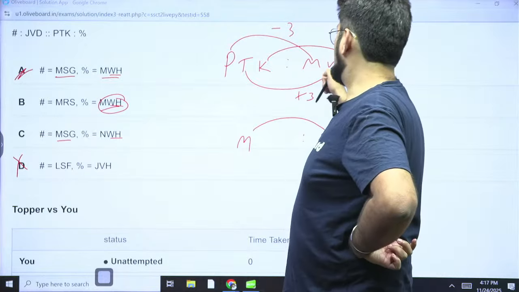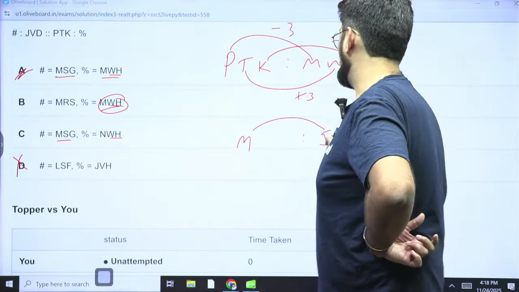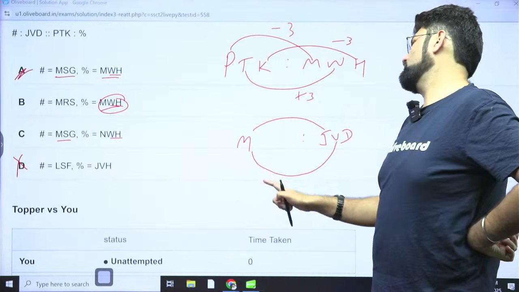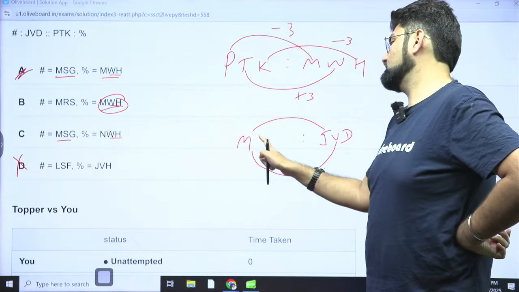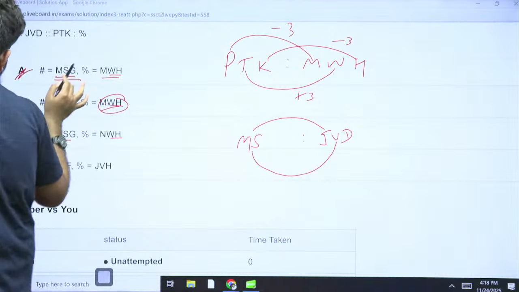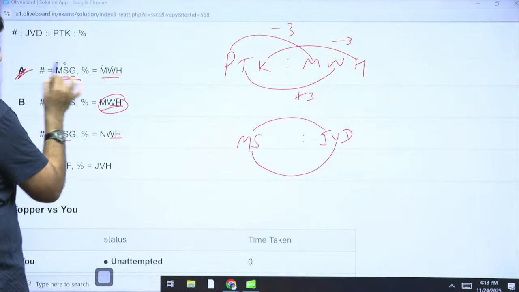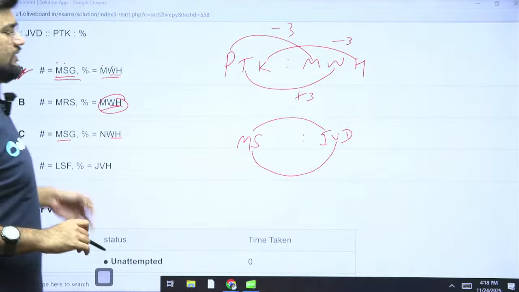Next, W minus 3. So V 22 minus 3. 22 minus 3 is 19. 19 is S. So MS, option A should be the right answer. Correct? Why? Because with MW we're getting MS. Okay, we'll confirm the third one also anyways.